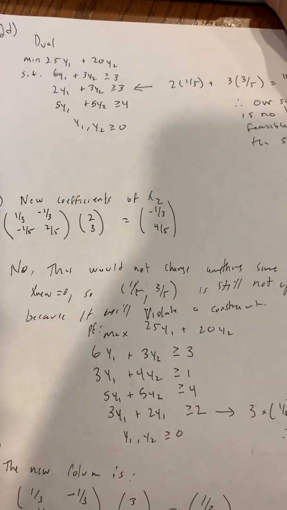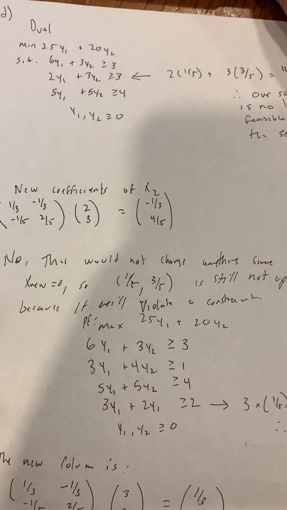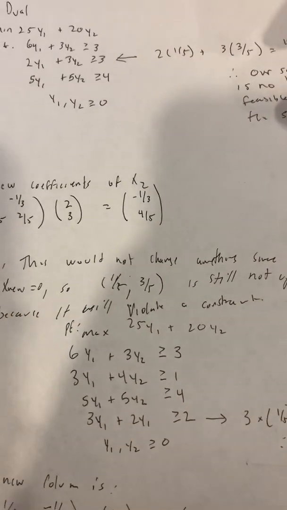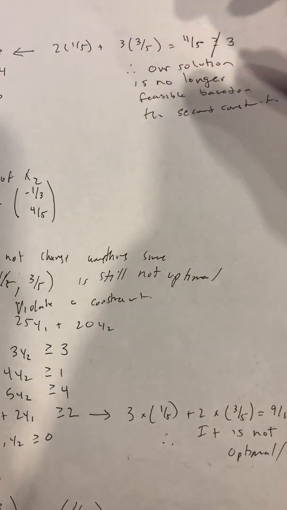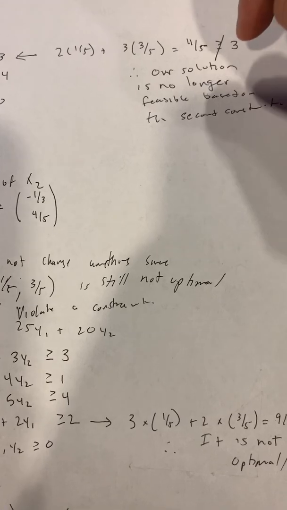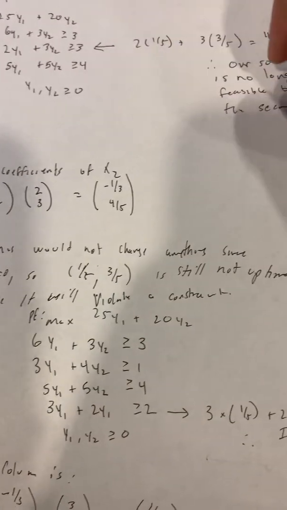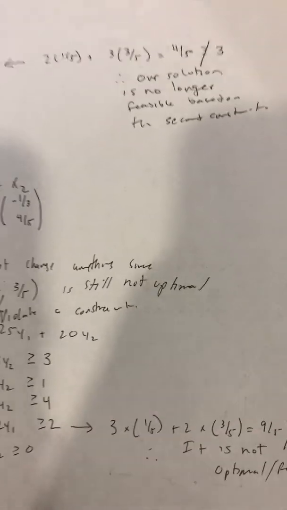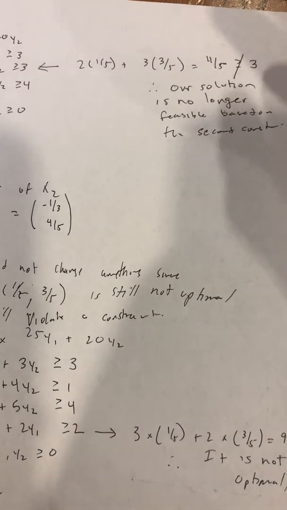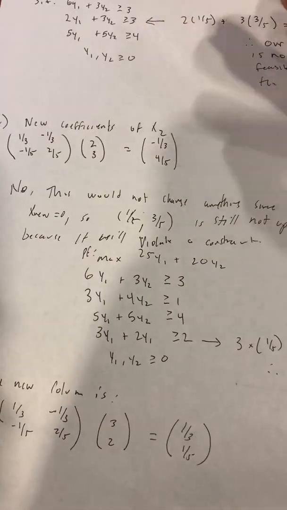So the question asks us to see whether or not the previous optimal solution is optimal. And as you can see over here, if we substitute in the value of 1/5 comma 3/5, we see that this actually violates that second constraint. 2 times 1/5 plus 3 times 3/5 is 11/5, which is not greater than 3. It's a little bit above 2. So we know our solution is no longer feasible, so therefore it's no longer optimal.